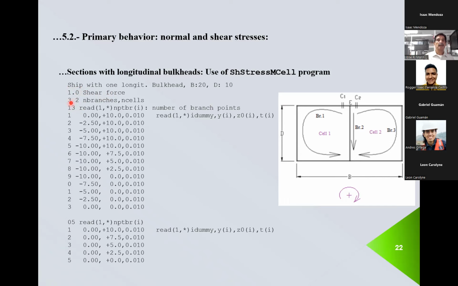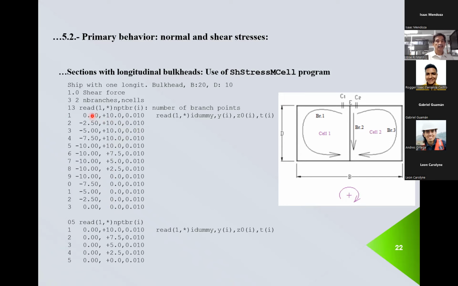Then we have to define the number of branches and the number of cells. As we said here, we have 1, 2, 3 branches, and we have 2 cells, so it's cell 1 and cell 2. And then this is the information for the first branch. We have 13 points for the first branch.